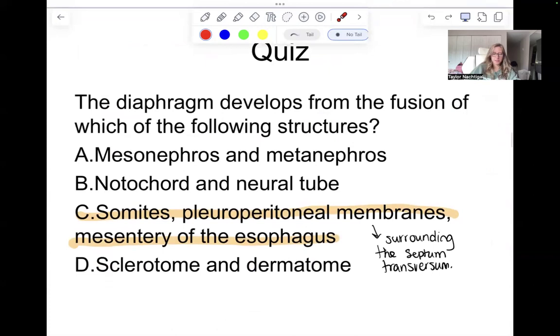The diaphragm develops from the fusion of which of the following structures? Don't know what that is. No, it's not from the spinal cord. These are irrelevant. We know a dermatome is the sensory distribution of nerves. Sclerotome, I don't know what that is. So somites, pleuroperitoneal membrane, and the mesentery of the esophagus is what we're going to see the diaphragm develop from. Because remember that pleuroperitoneal membrane was that structure sort of at the retroperitoneal side of the embryo, and it's growing medially towards the esophagus to form the diaphragm.